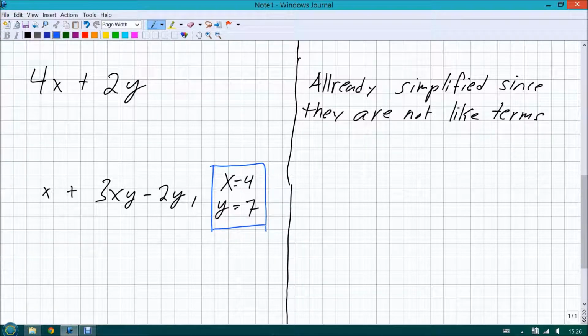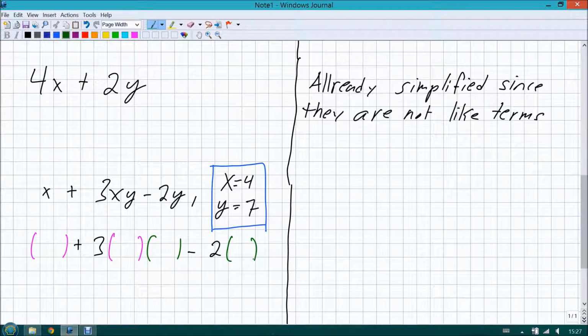So let's go ahead and try that plug and chug. So x's I'm going to use pink for, and then y's I'm going to use green. So we have 1x plus 3xy minus 2y.